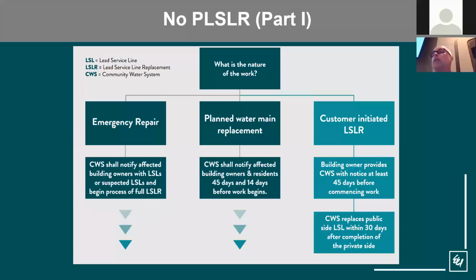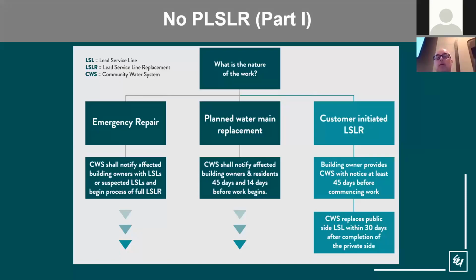You'll notice there's arrows running down because there is more to that, and we'll go through that on the second slide. If it's part of a planned water main project, then you have to notify the affected building owners and residents 45 days and 14 days before work begins. So you need to build that into your construction projects to have the appropriate notification. Certainly want to document that if somebody asks about it in the future. And then if the customer initiates a lead service line replacement, the building owner provides the community water supply 45 days notice in advance.